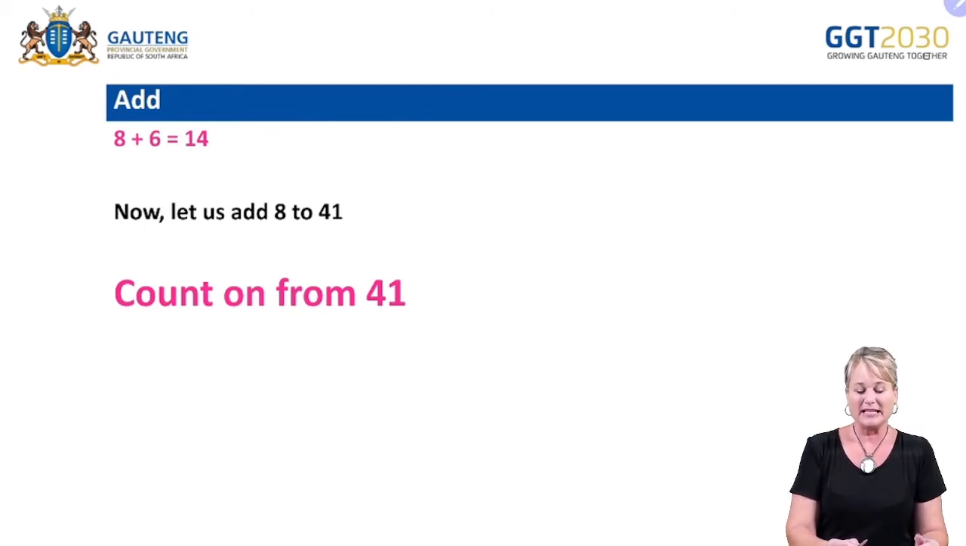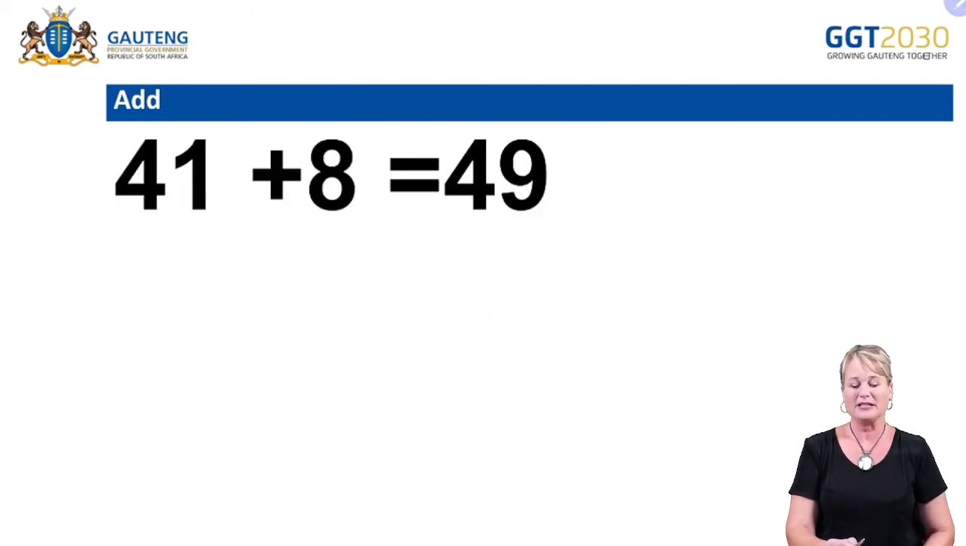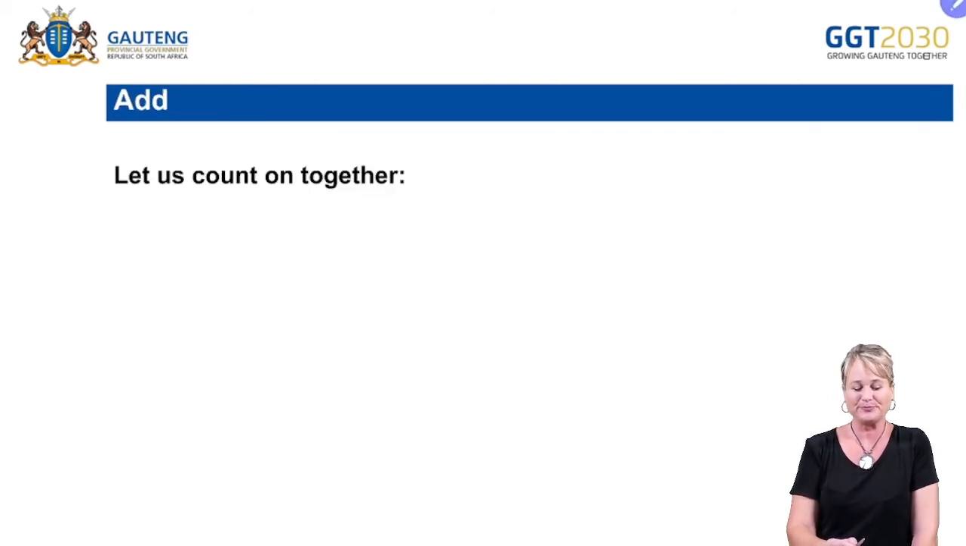Now let us add 8 to 41. Can you do that? So we've got 41. So we count on 42, 43, 44, 45, 46, 47, 48, 49. And there's our sum. 41 plus 8 gives us 49. Very good. Let us count on together. Are you still with me?